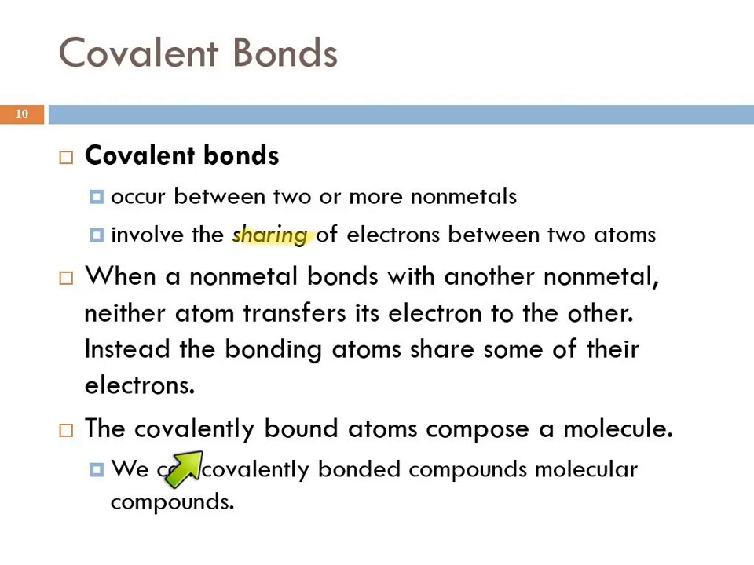So the covalently bonded atoms then compose a molecule. Ionic compounds don't really form molecules. They form an ionic compound with a lattice, but it's not actually a molecule.